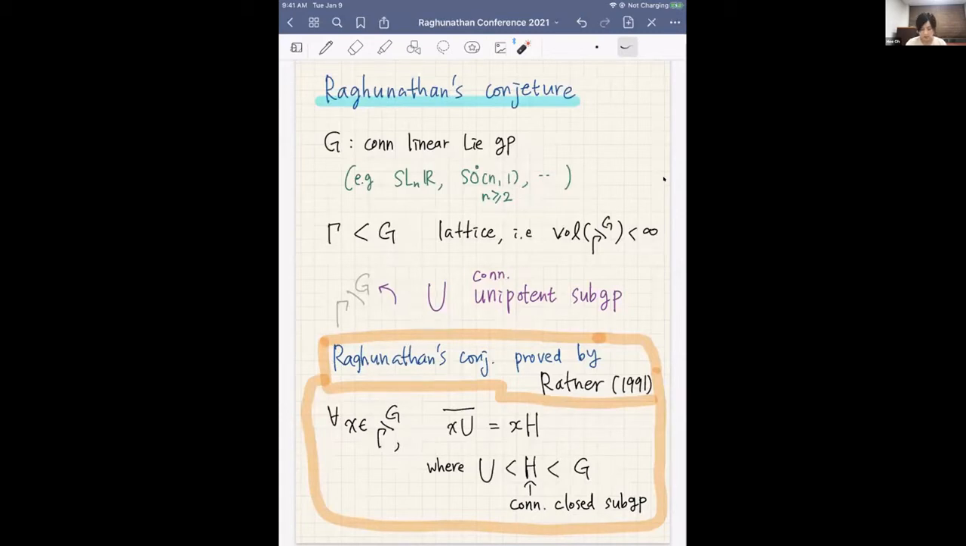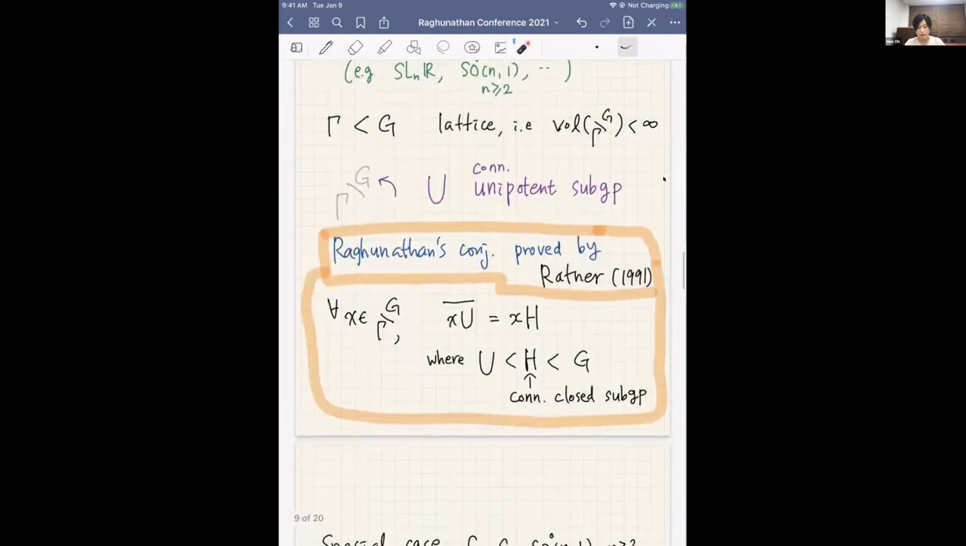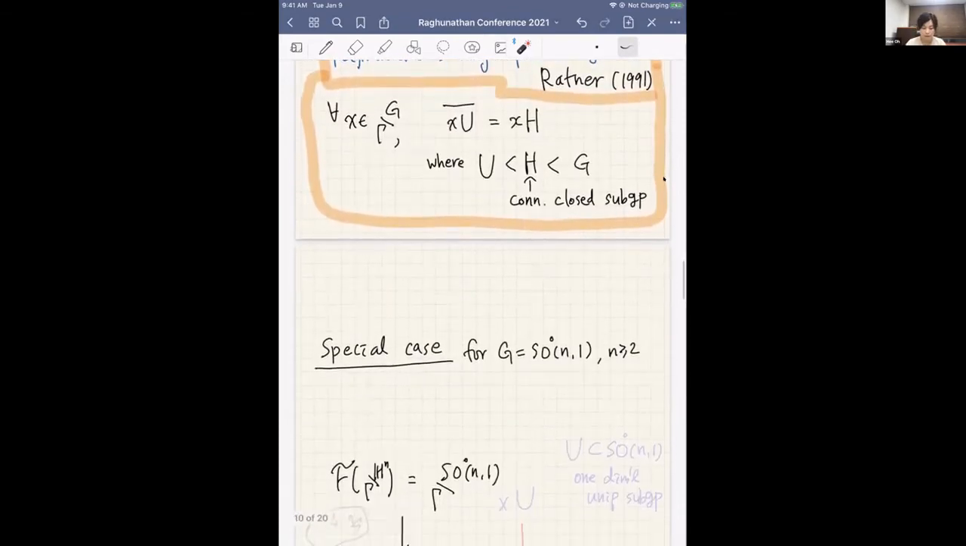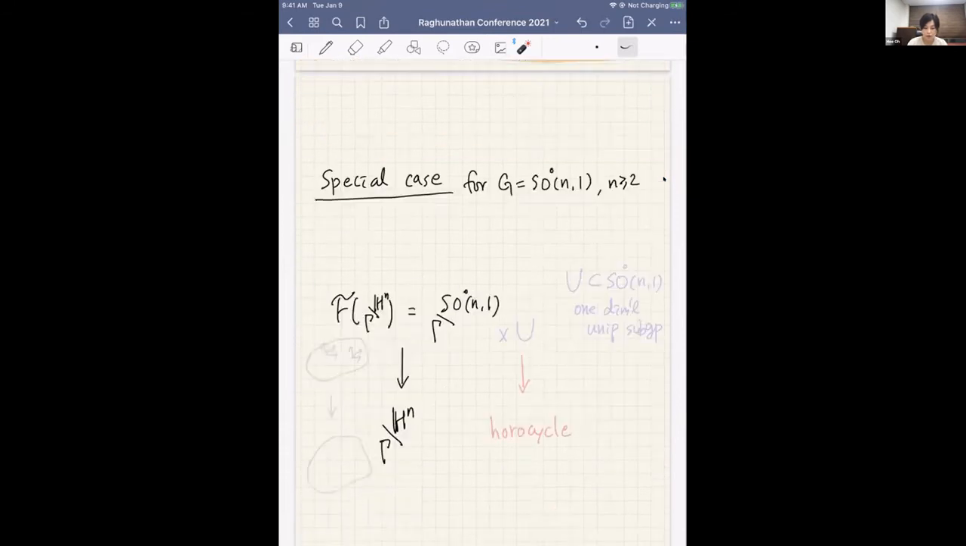Okay, so Ratner proved this conjecture using her measure rigidity result. But before Ratner, some important special cases were proved by Margulis, and by Dani and Margulis and Shah, using a topological approach. So I want to mention that. And now, for the special case of this theorem, how is this related to the behavior of horocycles? We apply this theorem for the case when G is equal to SO(n,1), which is a Lie group.